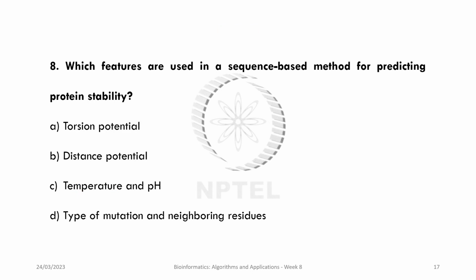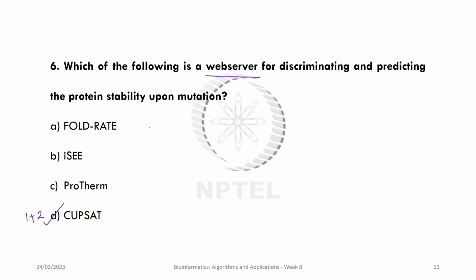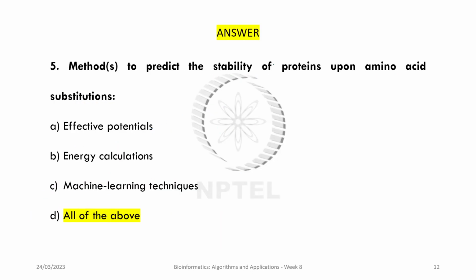Question 8. Which features are used in a sequence based method for predicting protein stability? Option A, torsion potential. Option B, distance potential. Option C, temperature and pH. And option D, type of mutation and neighboring residues. So think about it. We just discussed the use of potential for, so what was that question on? Predict the stability of proteins upon amino acid substitution.